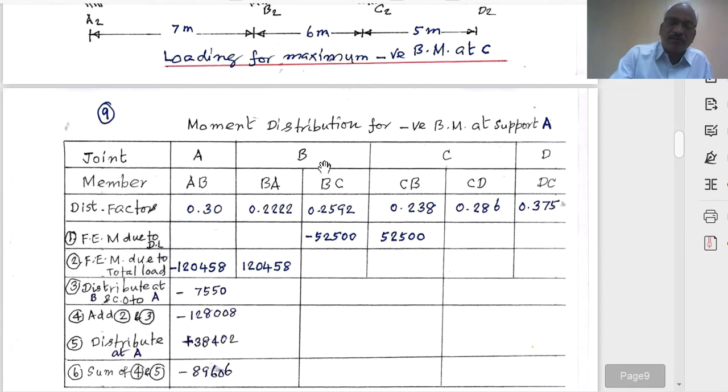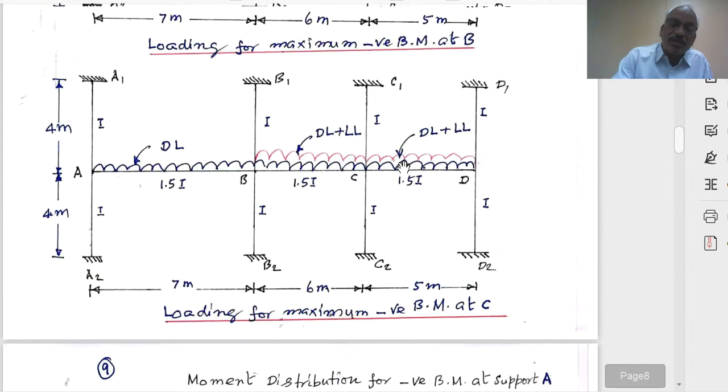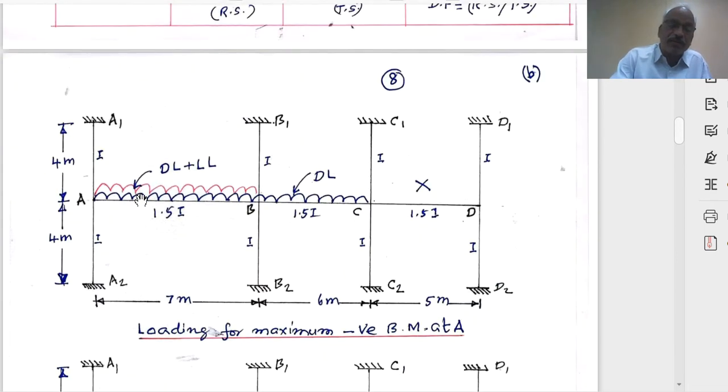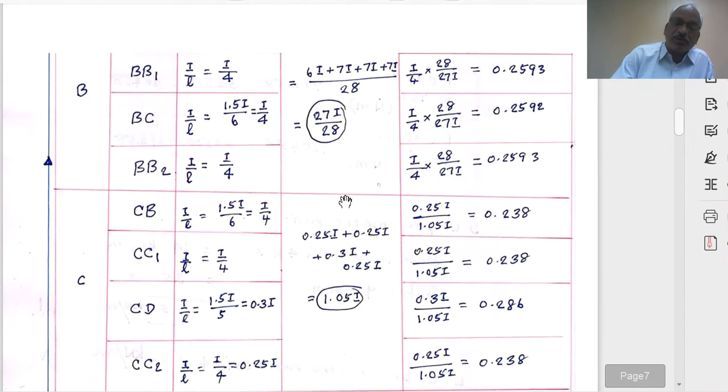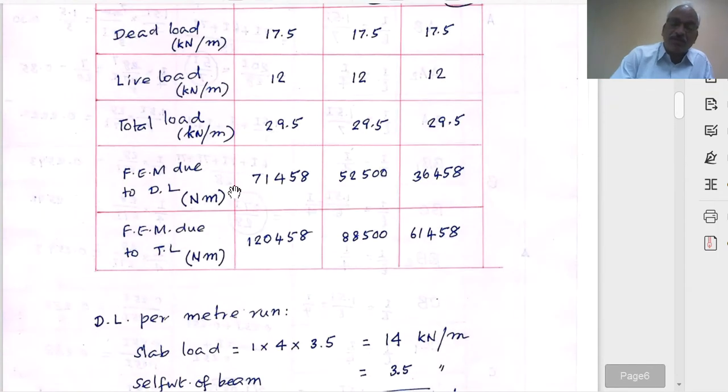Now we will analyze the moment distribution for negative bending moment at support A. For negative bending moment at support A, this is the loading. AB will be loaded with the live load and dead load. This will be loaded with the dead load only. This we are not going to bother about. Now for AB, we have to find the fixed end moments due to total load. For BC, the moment due to dead load only. So this we have to take from the table, which we have already calculated. Every time this table will be required.